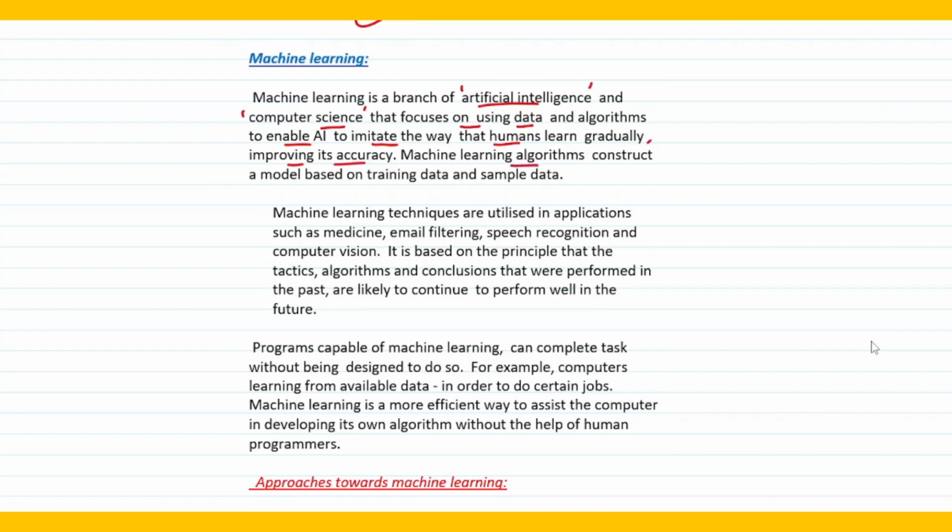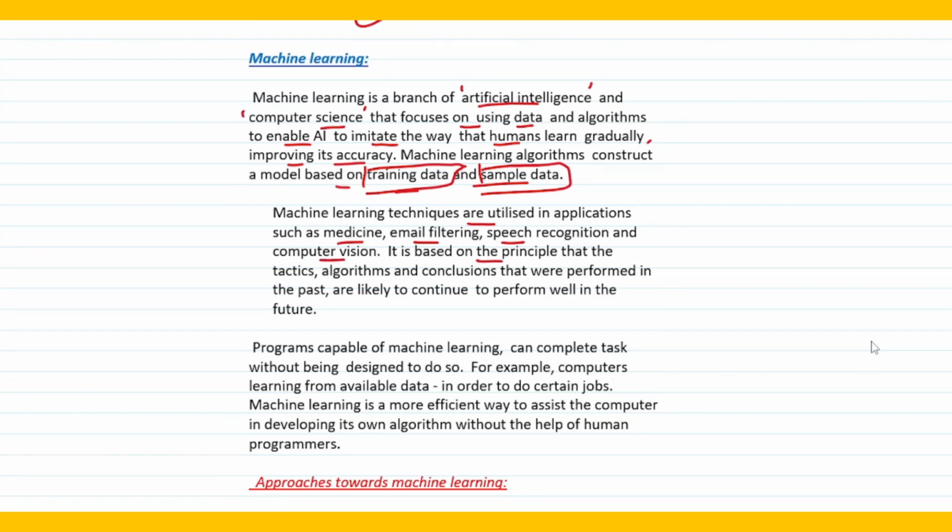The machine learning algorithms construct a model based on training data and sample data. So the two things that are involved in machine learning algorithms are training data and sample data, right? Machine learning techniques are utilized in applications such as medicine, email filtering, speech recognition, and computer vision. So these are some of the areas where machine learning is actually used. What are these areas? Medicine, email filtering, speech recognition, and computer vision.